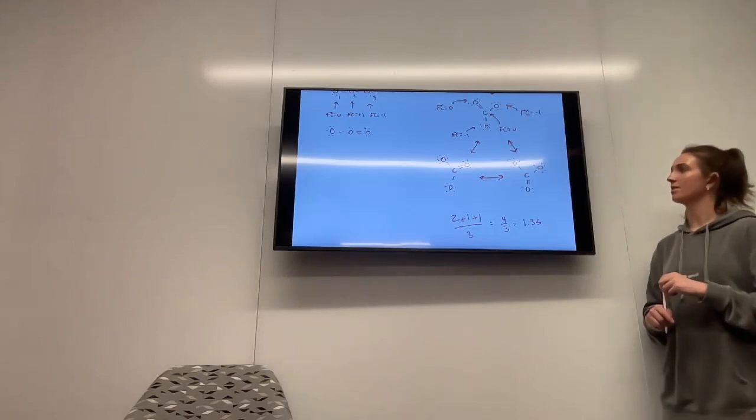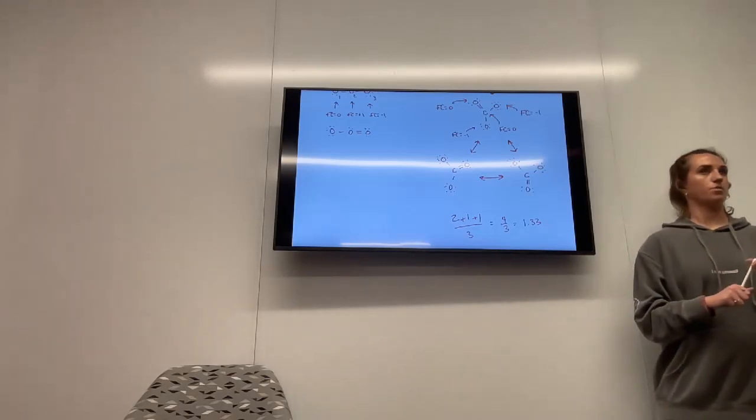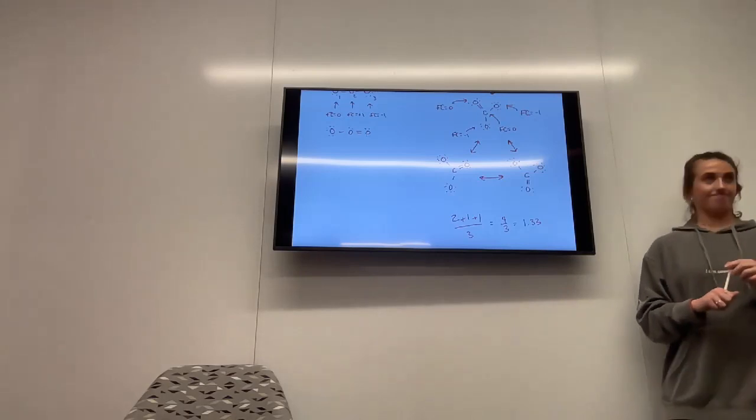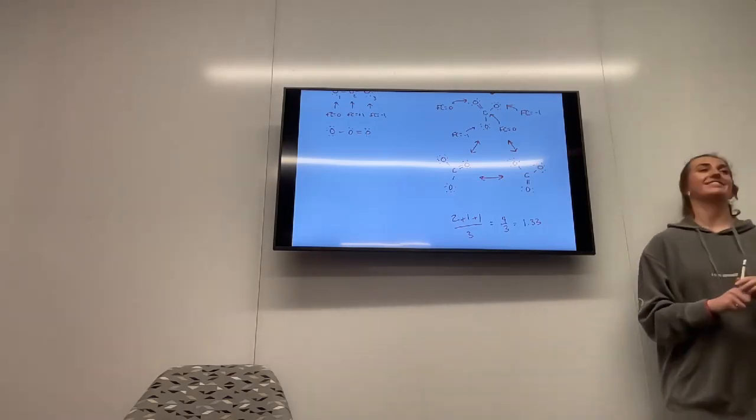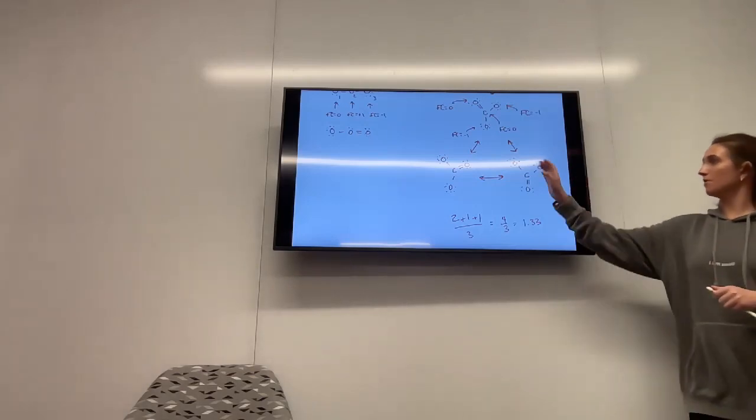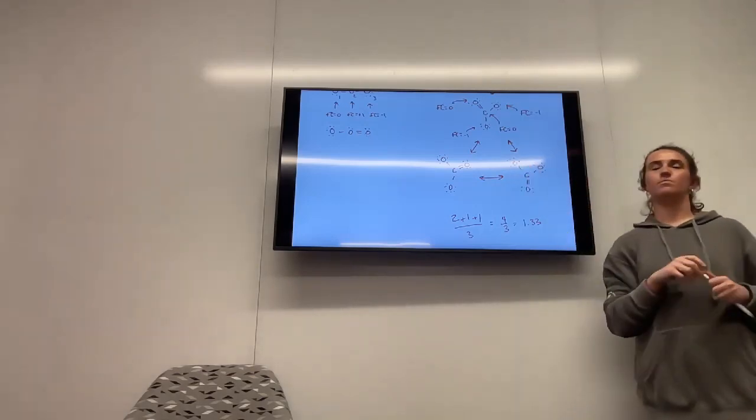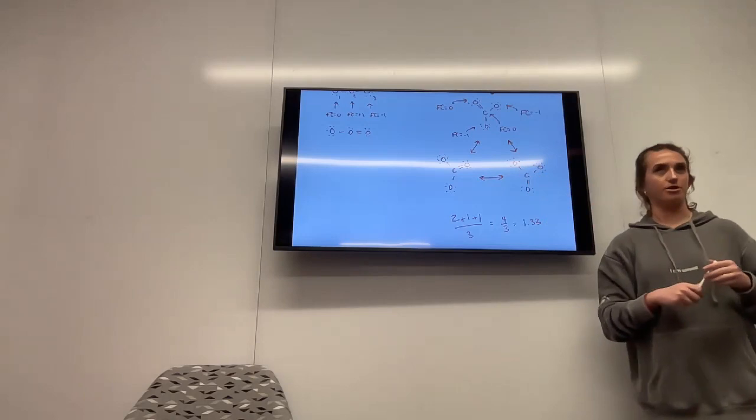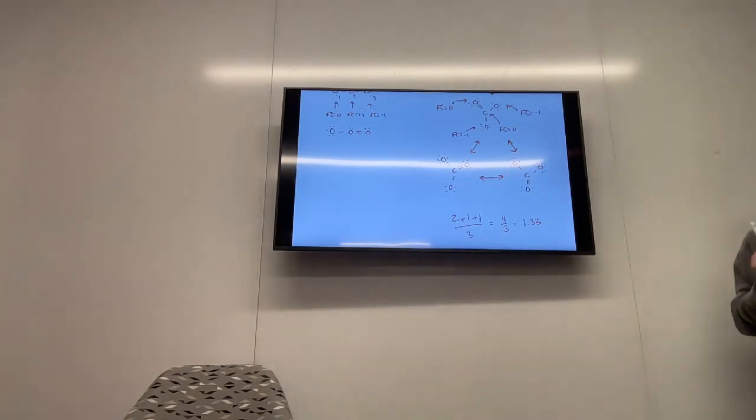Require more. They all have the same amount of energy to break, but they have more energy than a single bond to break. Yes. Okay. So all of these bonds would be the same in terms of energy, in terms of length, and in terms of bond order.